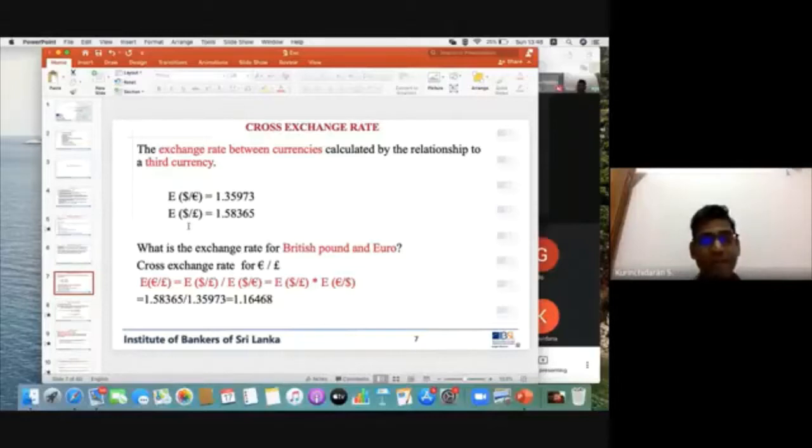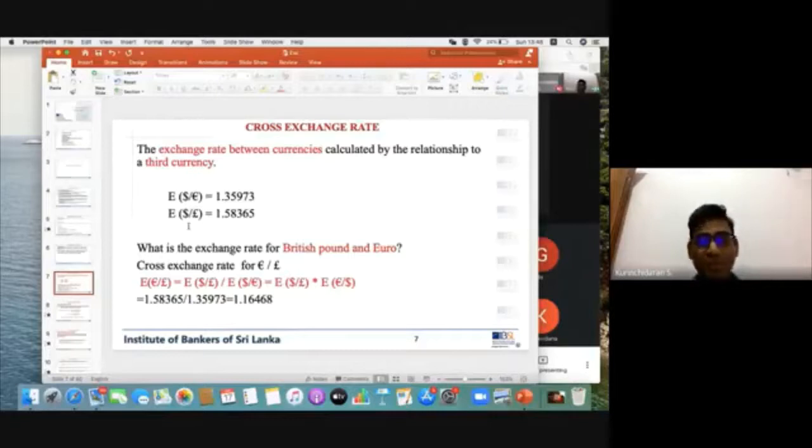The formula, you can see, you have to now put together. There people get confused. Which rate is the denominator? Which rate is the numerator?